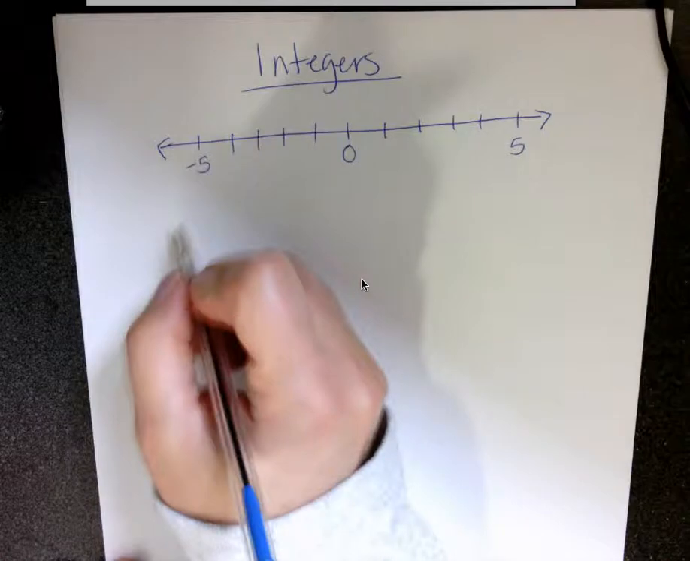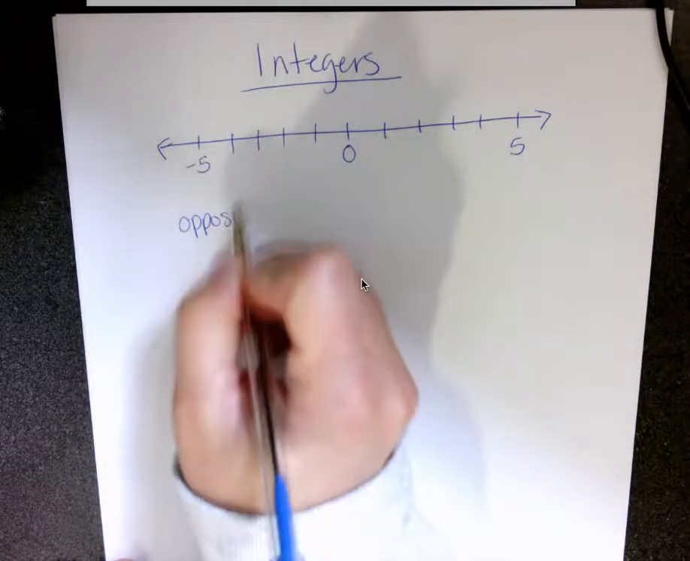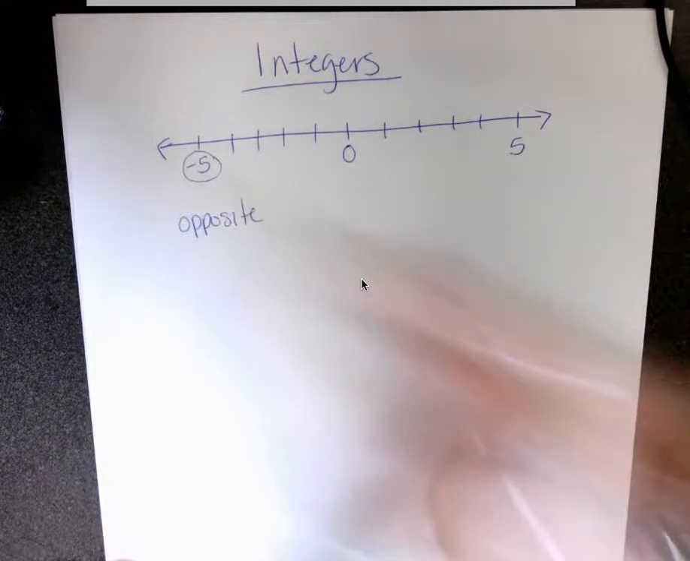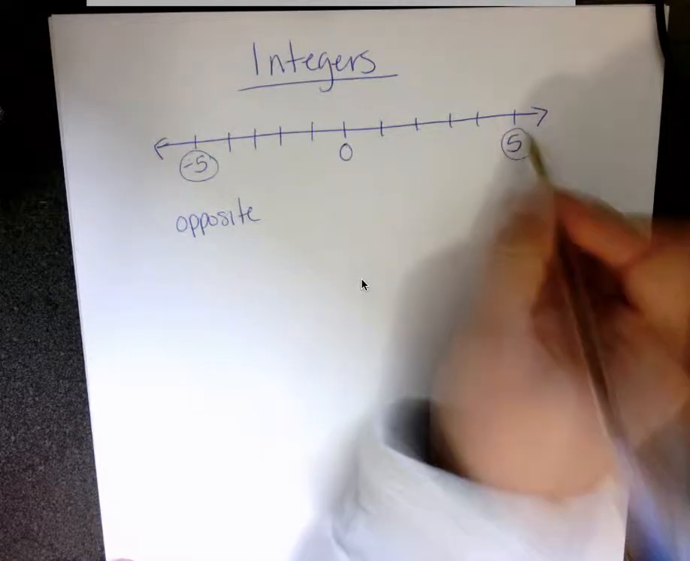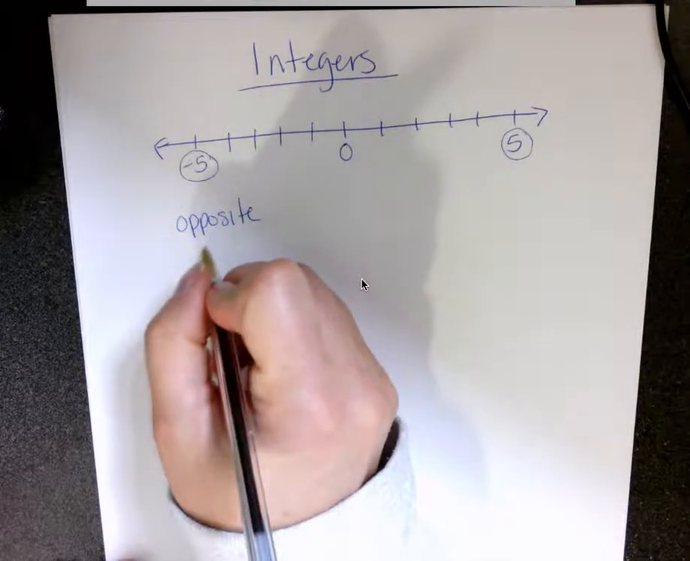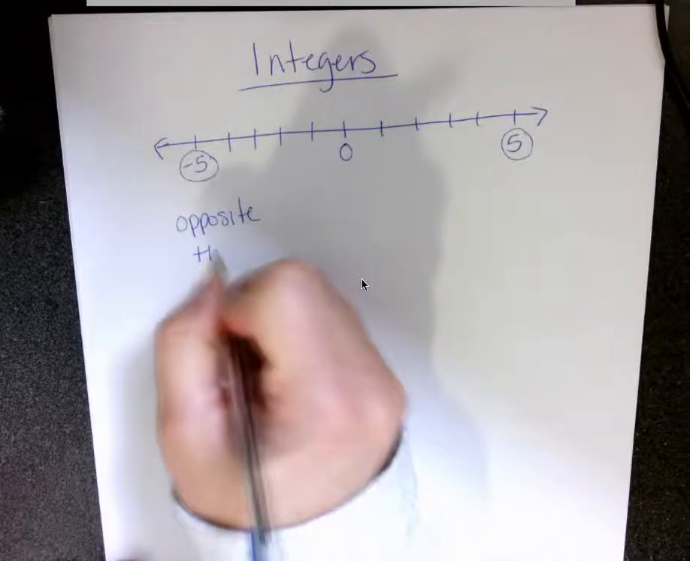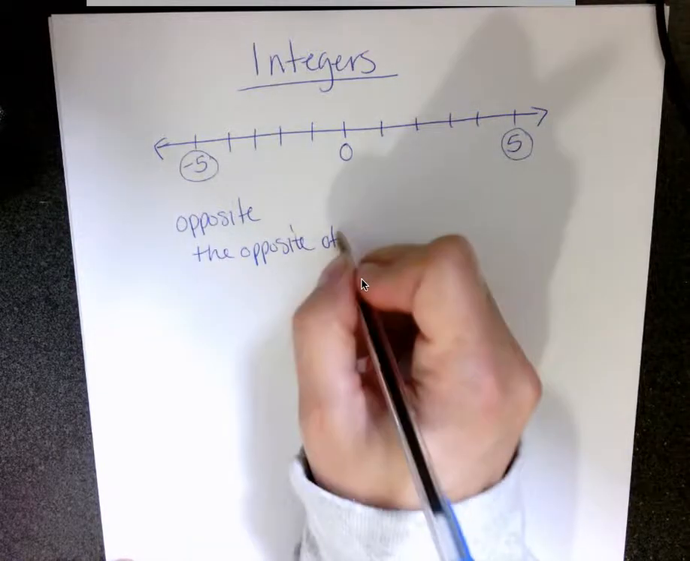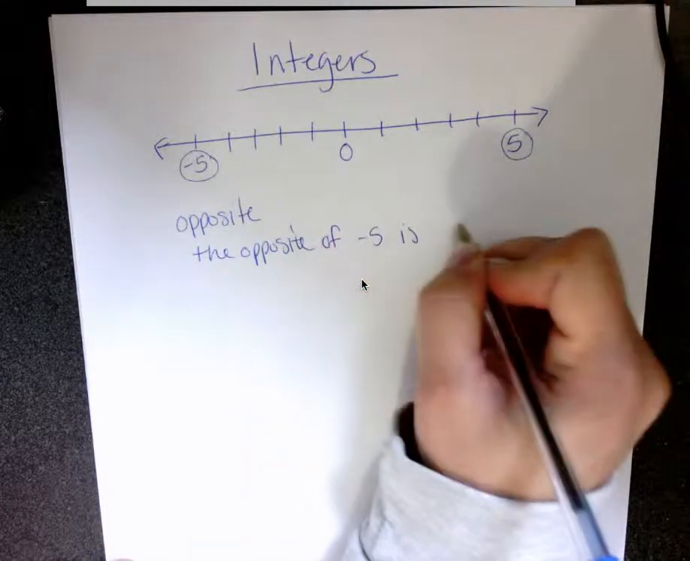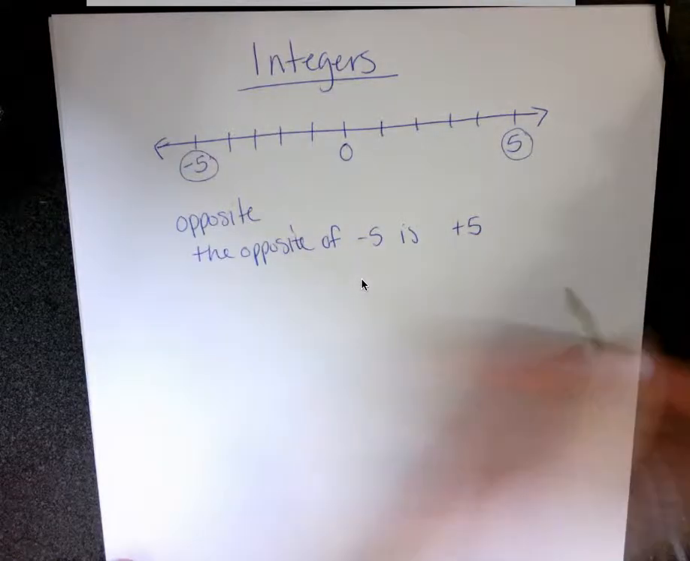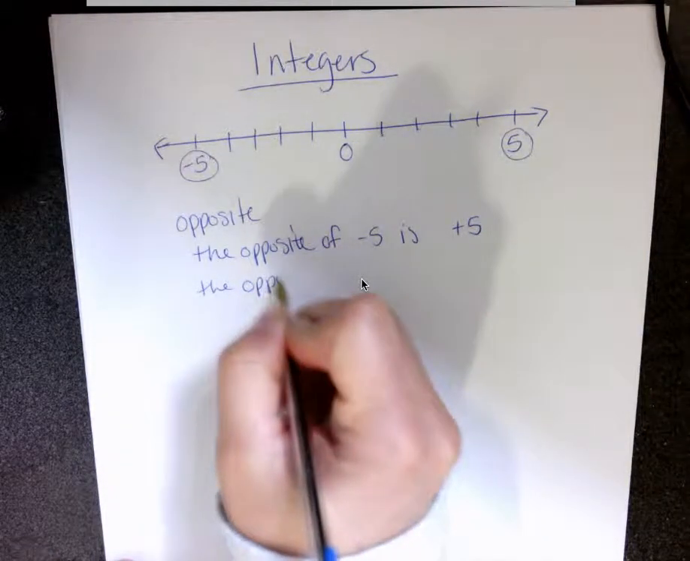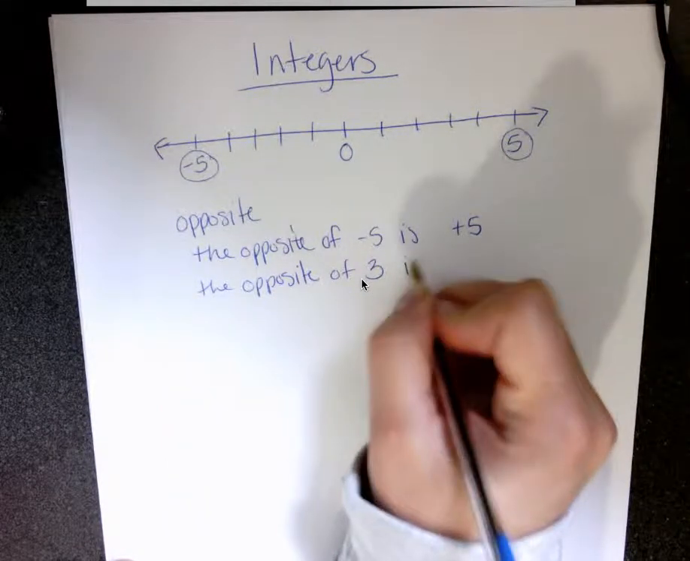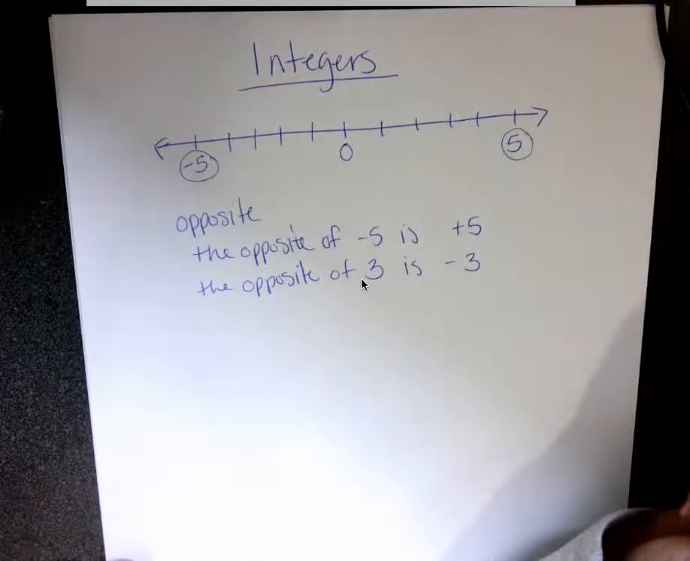Some key terms to know are what's opposite. So if you think of opposite of up is down, what's the opposite of -5? Well, that would be +5. So when you're doing your practice problems, think about that. The opposite of -5 is +5. Okay, the opposite of +3 is -3. Okay, so it works both ways.